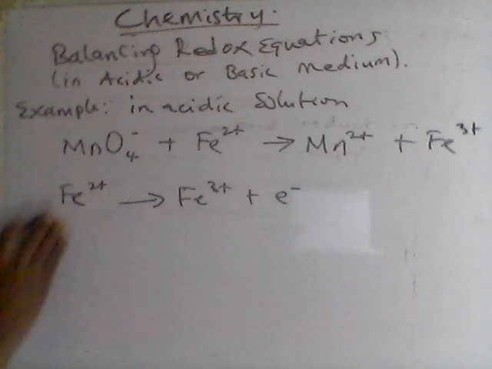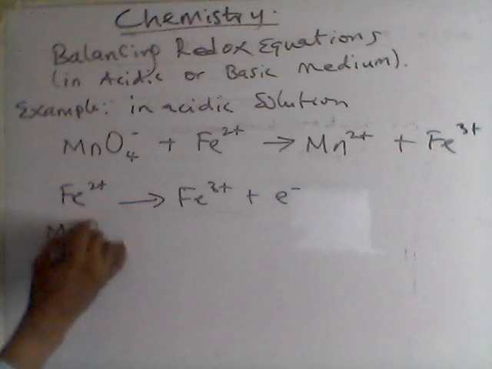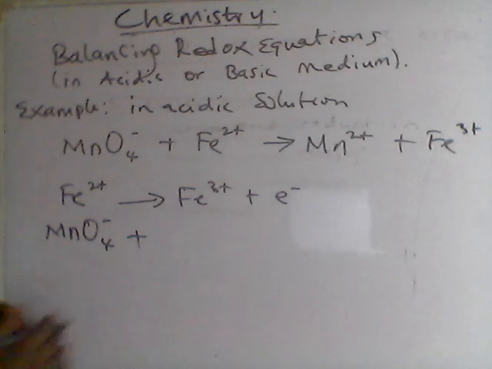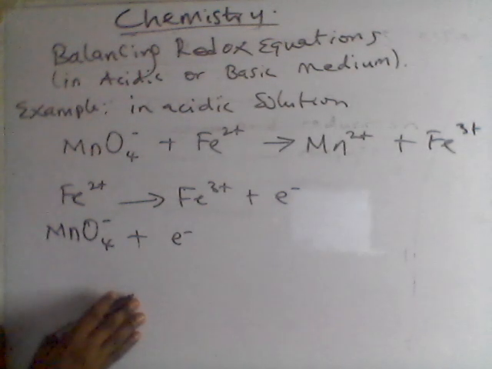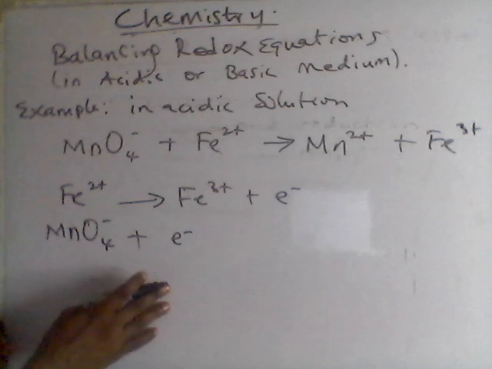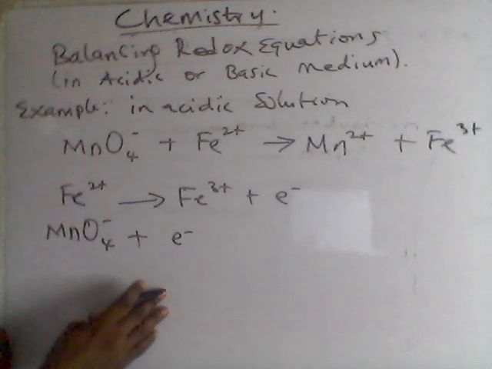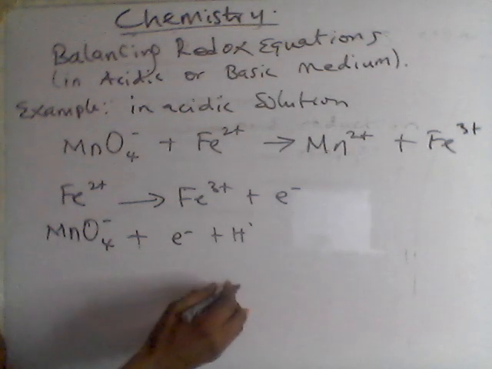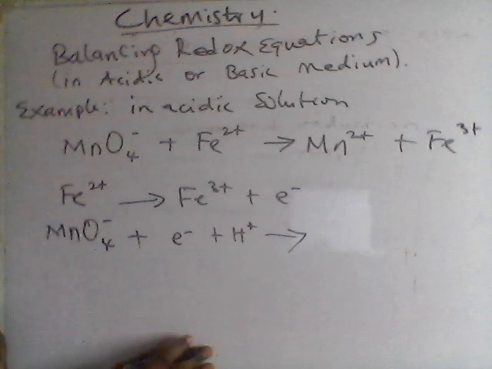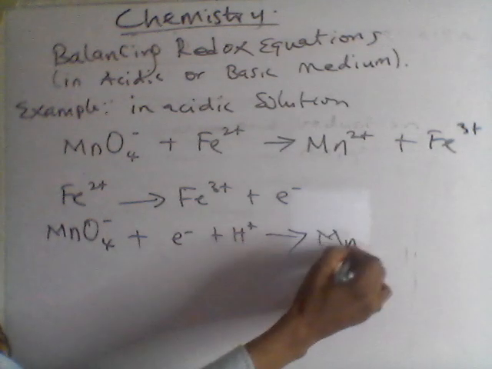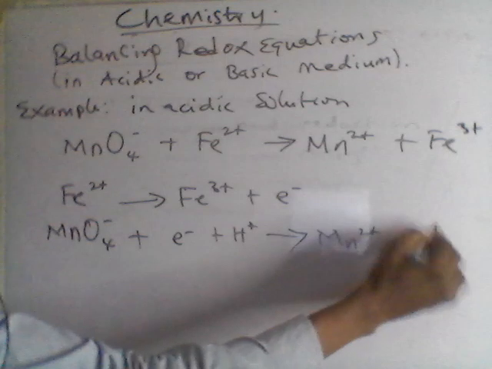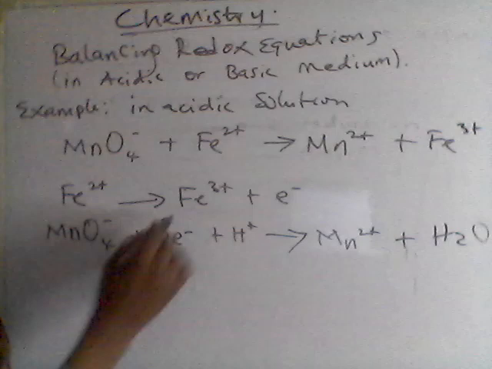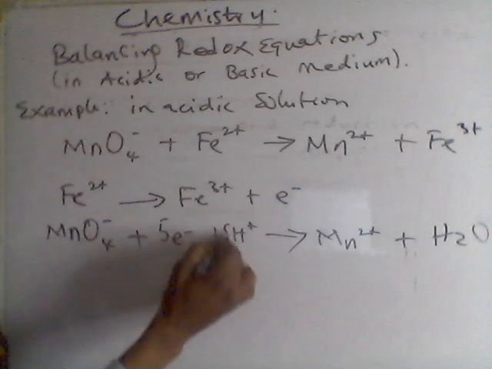So I will write the half reaction for this. Manganese 4 oxides. Then I'll look for the electron that it gained. So let me just put the gain here. And you know, because it's an acid solution, there's an element of water being formed. So hydrogen is also involved here. And what we're going to have is this one, which is already here, manganese plus 2, then plus water. I can quickly balance this one by saying that this is 5 here, and this is 8 here. So it balances out.